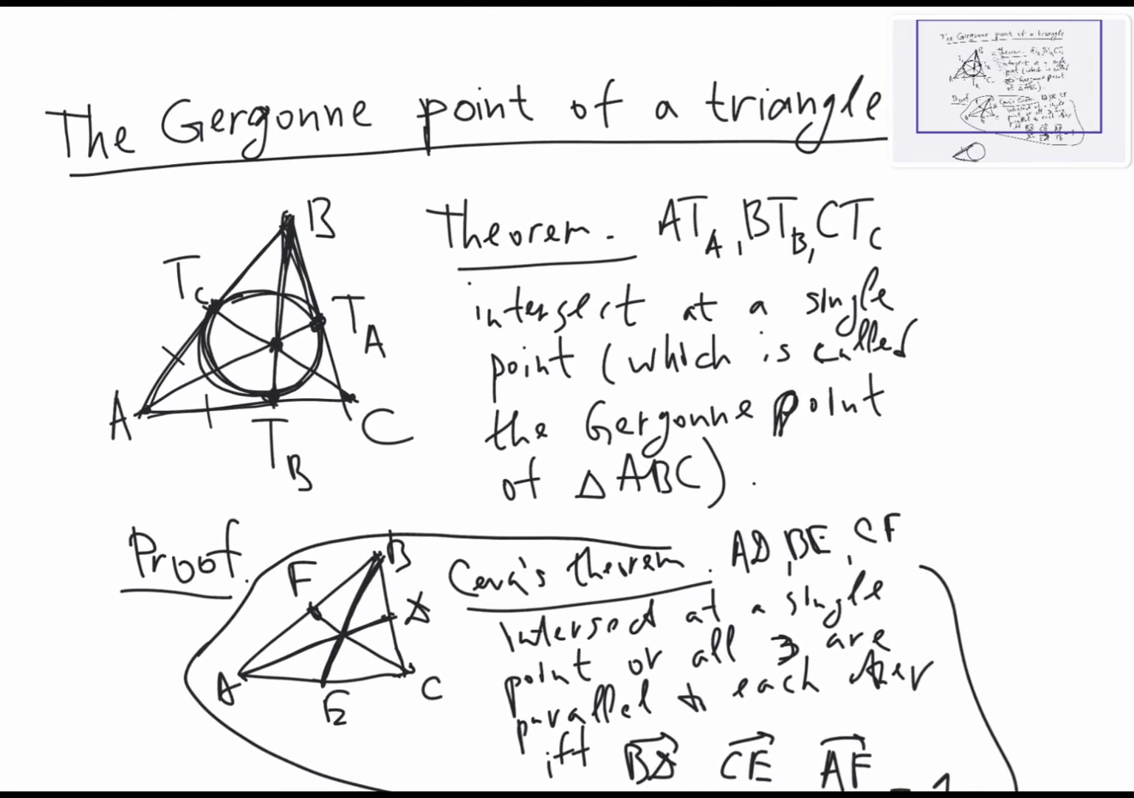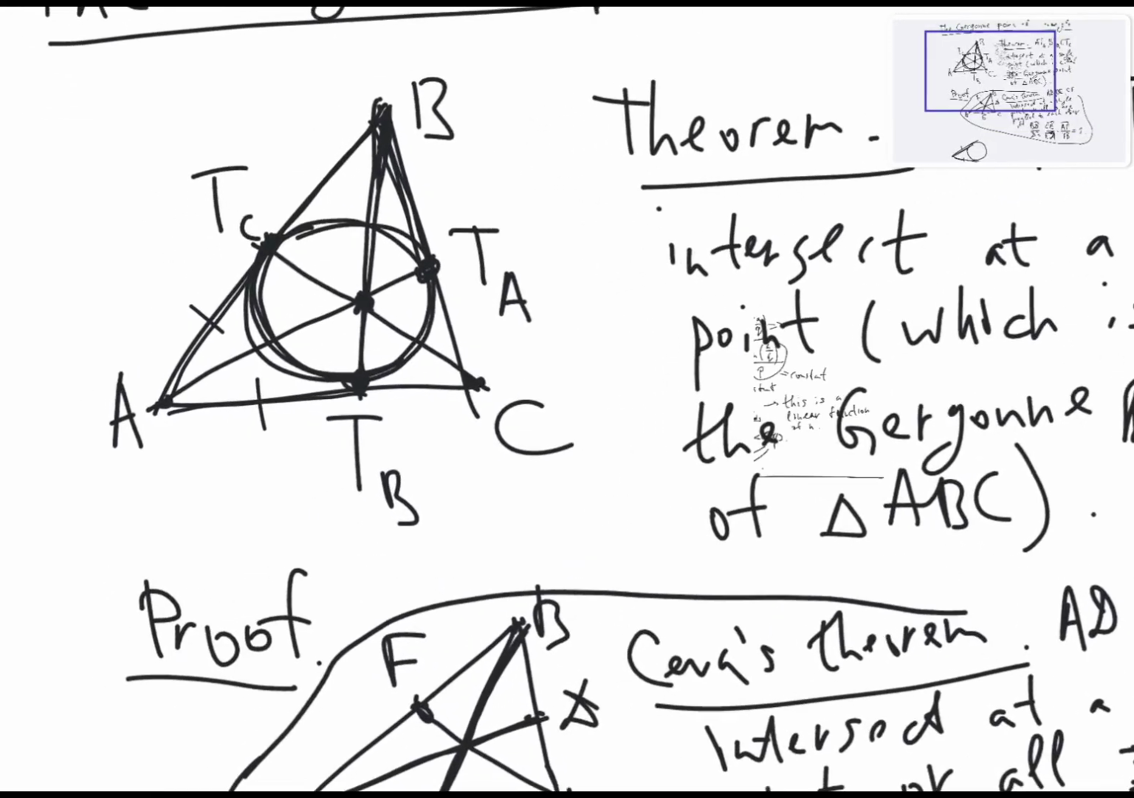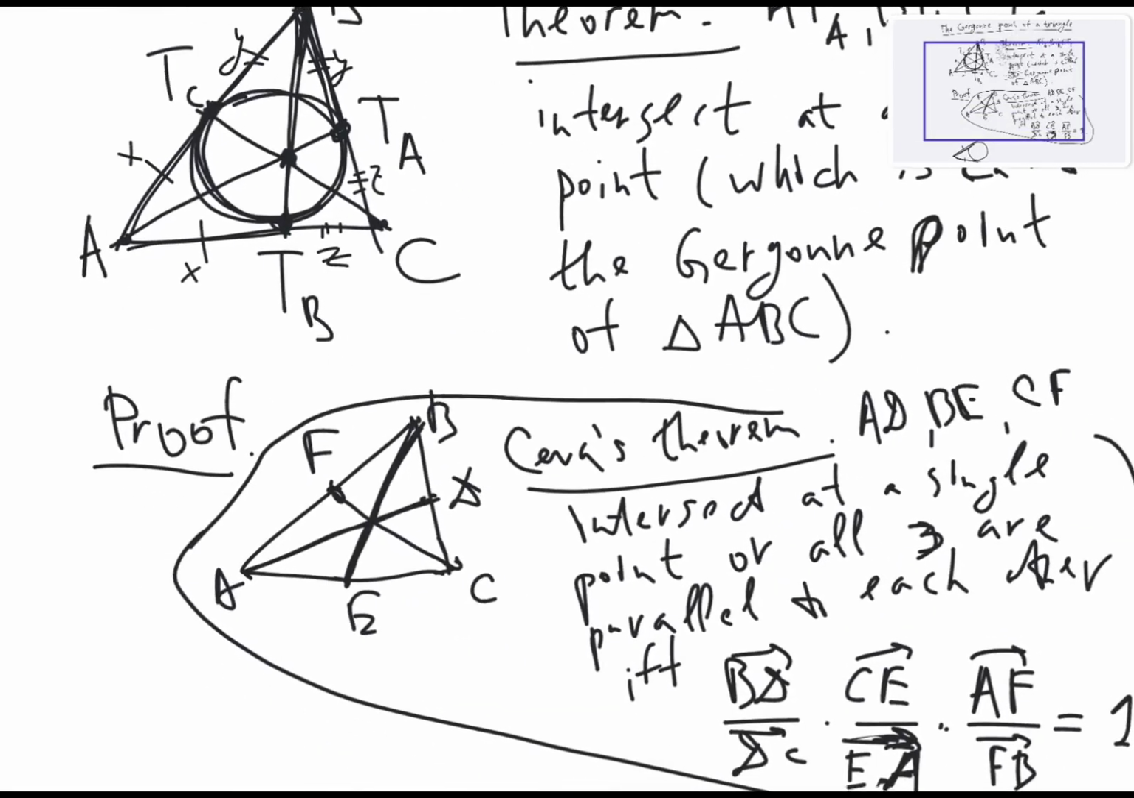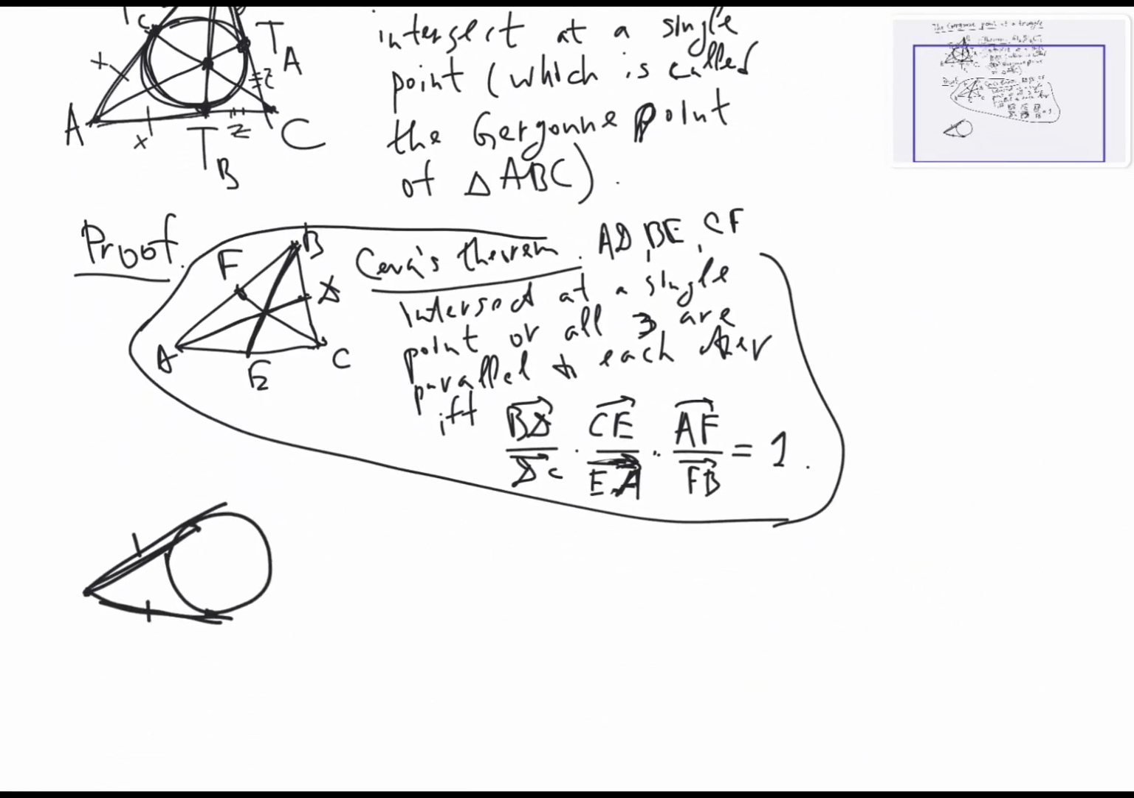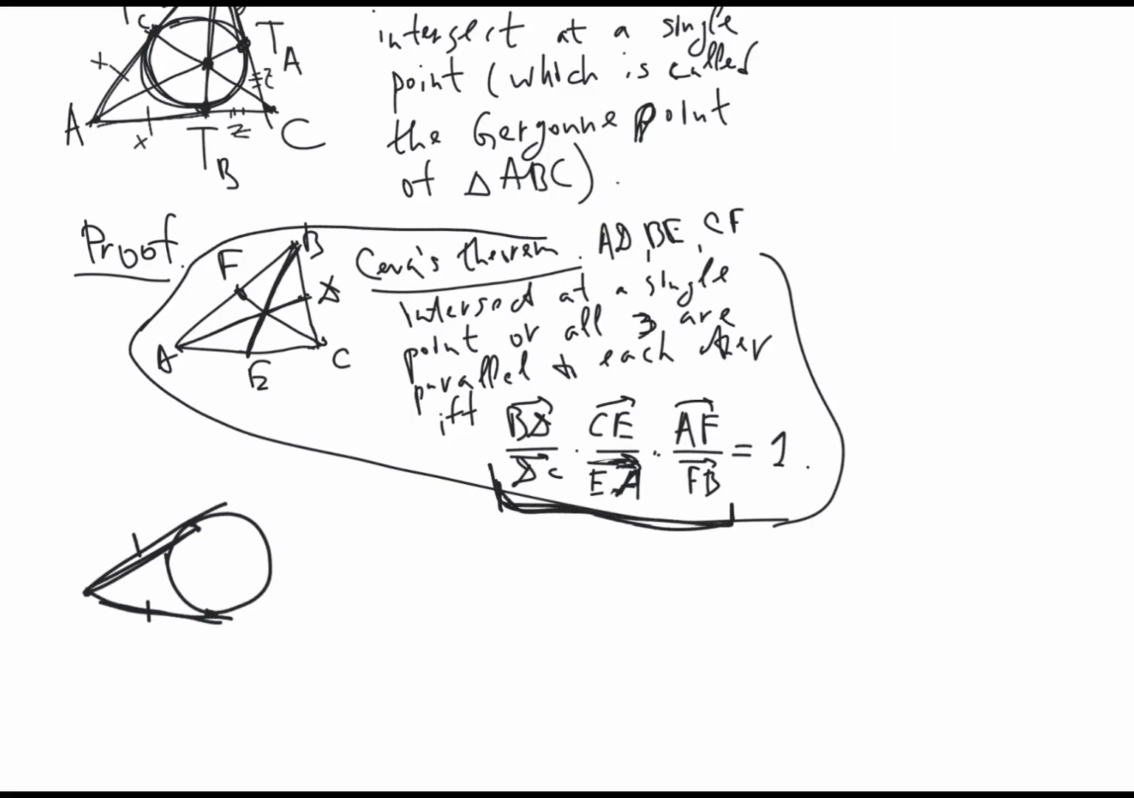And so we have here these two segments also equal to each other, and these two segments are equal to each other. So let's denote them by x, y, and z. Okay, so this product of ratios, let's write it. We need to verify that this is equal to 1. If we prove that this is equal to 1 for our case, then these three lines would intersect at a single point.